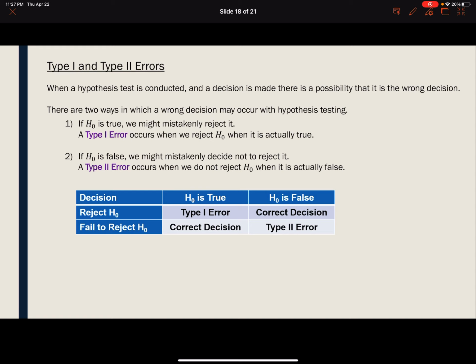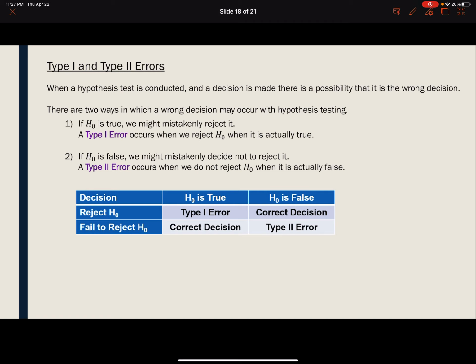We have two types of errors, a type 1 error and a type 2 error. I know, really interesting names. So this happens depending on our conclusions that we make with our hypothesis tests. So if we reject the null hypothesis and we're wrong, then we've made a type 1 error. And if we fail to reject the null hypothesis and we're wrong, then we've made a type 2 error.